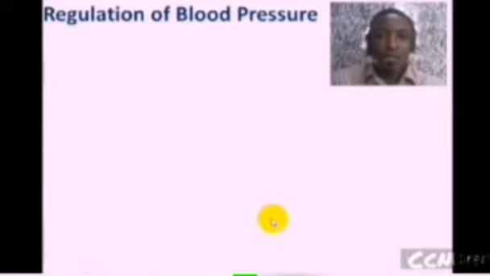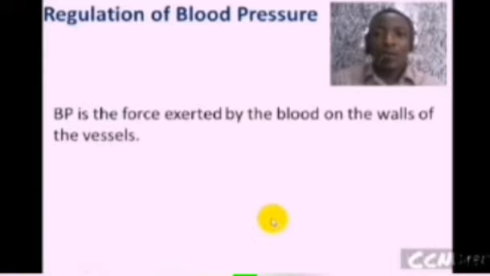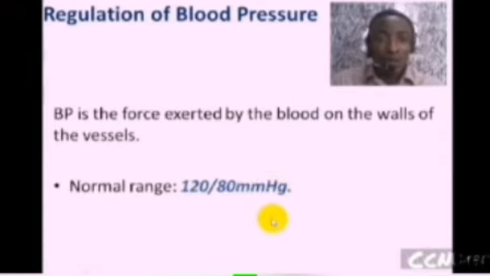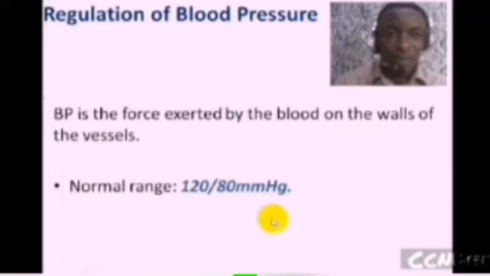Going forward, regulation of blood pressure. Blood pressure is the force exerted by the blood on the walls of the vessels. The normal blood pressure in a healthy adult is around 120 over 180 millimeters of mercury. Okay, that's in a healthy adult. This value could change as a result of age, disease, exercise, and so on and so forth. I'm going to teach you all of that in cardiovascular physiology.